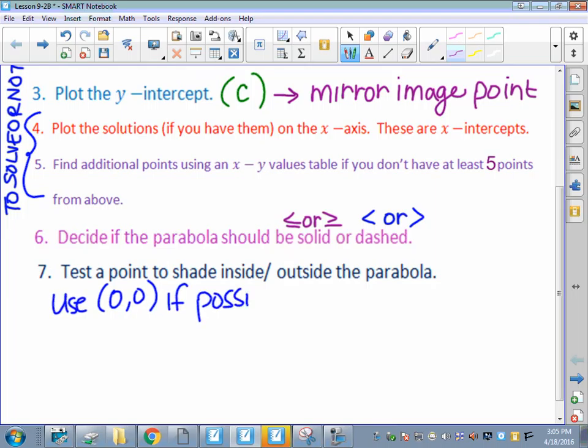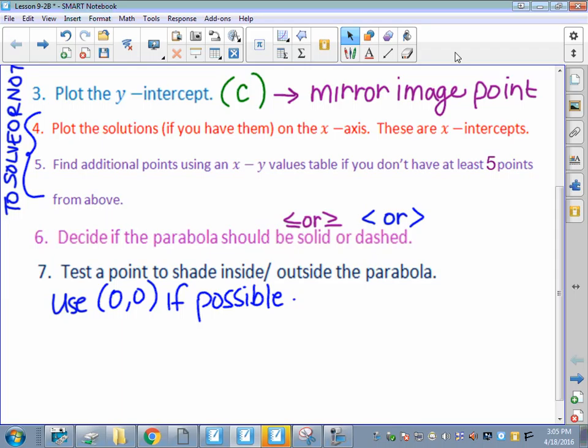If the parabola touches (0, 0), you are not allowed to use that because it's not going to give you good enough information. So find an alternative, (1, 1), or (3, -2), or something. But if you can, use (0, 0). If your vertex is (0, 0), you can't use it. So if the parabola touches (0, 0), you're not allowed to use that ordered pair to test. And then we'll actually shade for our last step.